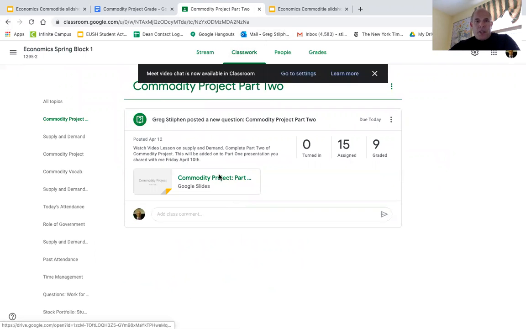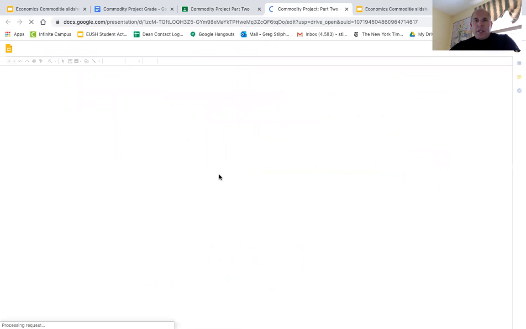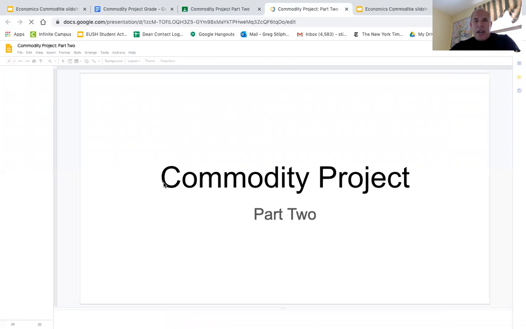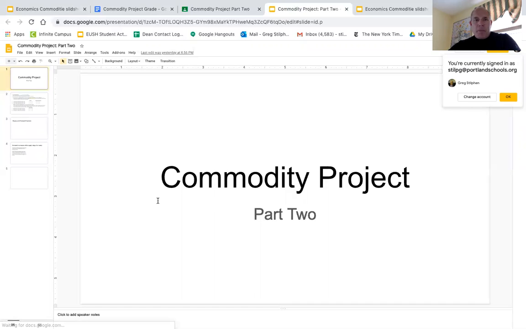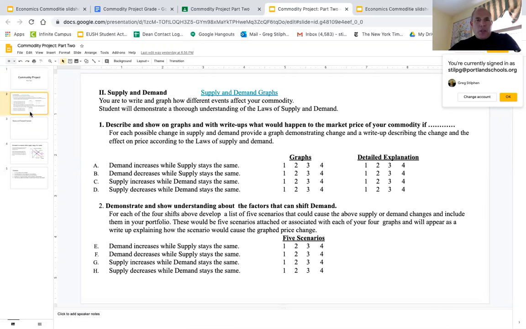Project part two, which is where we're at. So here's a detailed breakdown of what part two looks like. You're going to add this to your first part on the history of a commodity. Just keep building slides. Make sure you build a title page, commodity project part two. I give you a detailed breakdown.